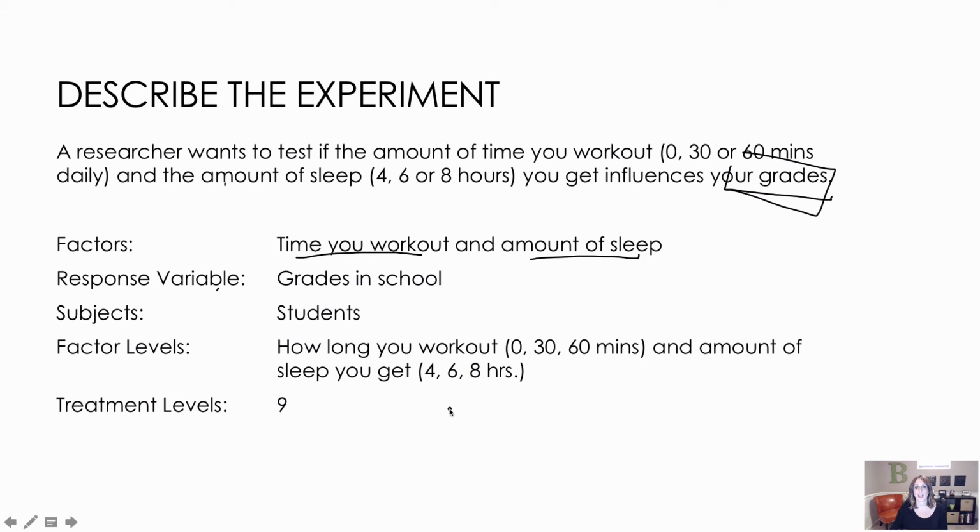Where did I come up with 9? Well, we've got 0 minutes workout, 4 hours of sleep. 0 minutes workout, 6 hours of sleep. 0 minutes workout, 8 hours of sleep. And then we do the same for 30 minutes. And then we do the same for 60 minutes. So there would be 9 total. So I could take 3 times 3 to find that number fairly quickly.